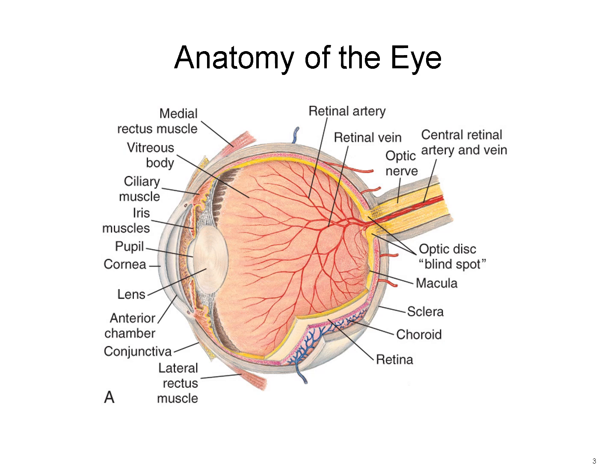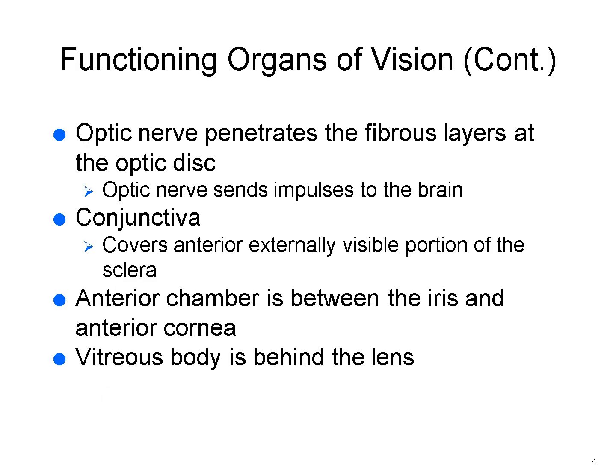Muscles like the medial and lateral rectus control eye movement, while structures like the anterior chamber and ciliary muscle maintain pressure and focus. The optic nerve passes through the fibrous layers of the eye at a region called the optic disc, also known as the blind spot. From there, it transmits visual impulses to the brain for processing. The conjunctiva is a thin, transparent membrane that covers the front part of the sclera and lines the inside of the eyelids, helping to protect and lubricate the eye.